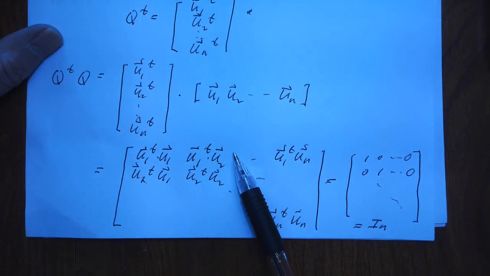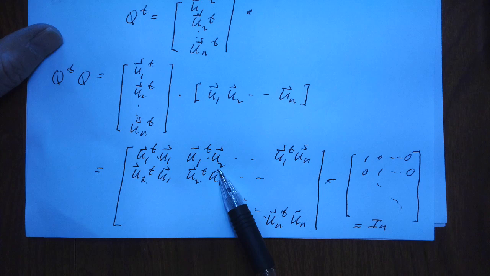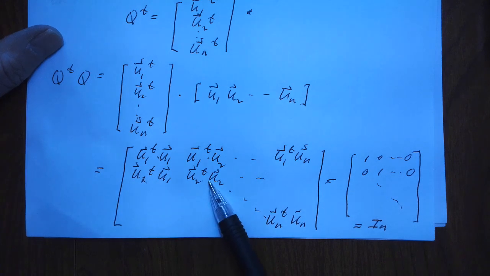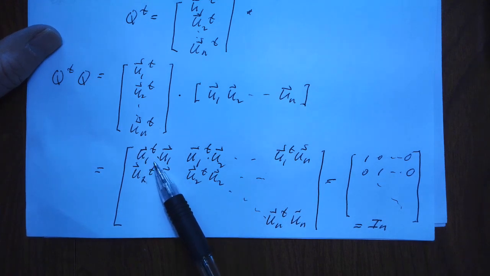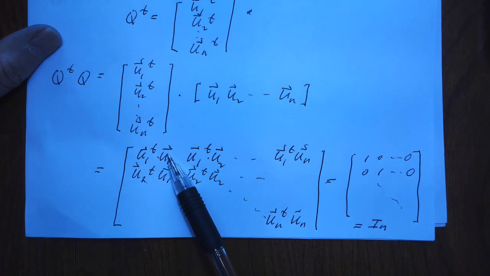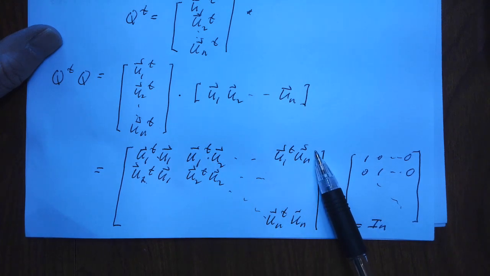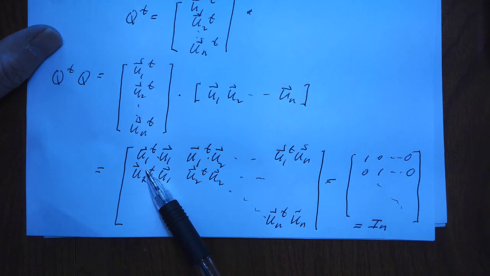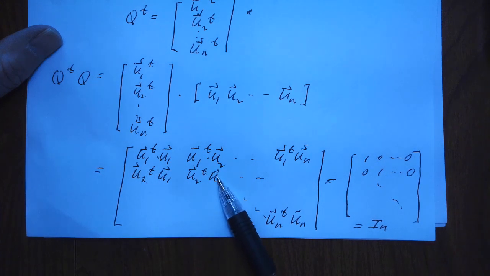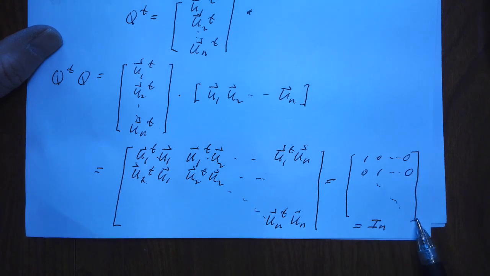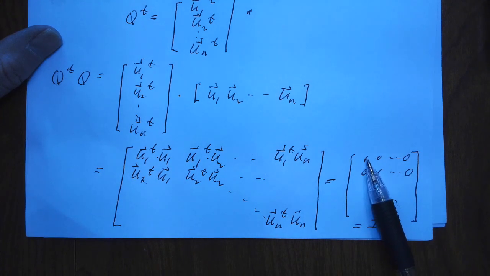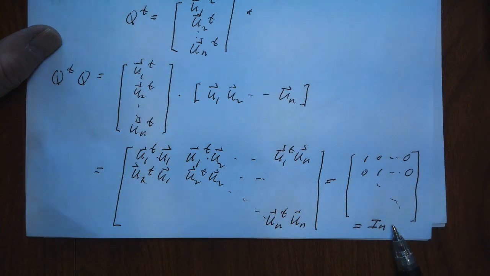That means that if I take any two different vectors, their dot product, which is represented by matrix product, is 0. So u1 dotted with itself is 1. u1 dotted with u2 is 0, and so on and so forth. u2 dotted with u1 is 0. u2 dotted with u2 is 1. And so when we simplify all this, we get nothing more than a matrix with 1s along the diagonal, 0s elsewhere. It's n by n, so it is the n by n identity matrix.